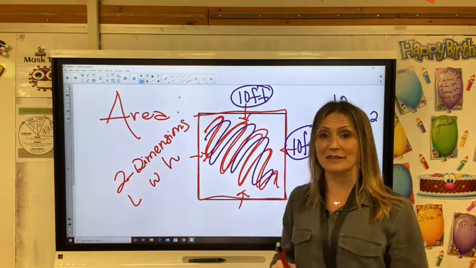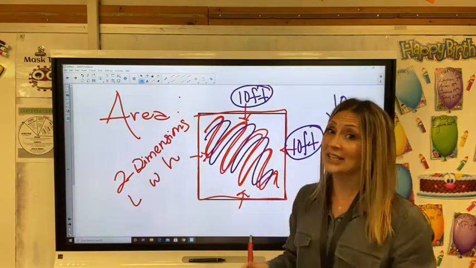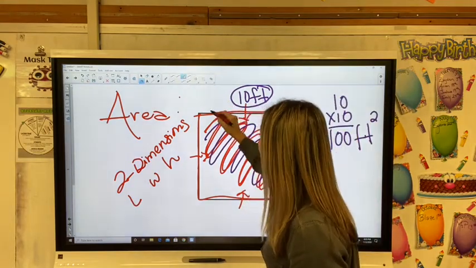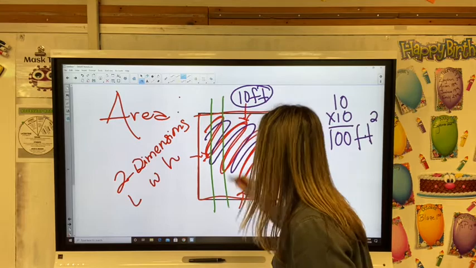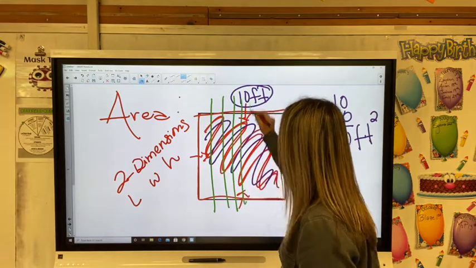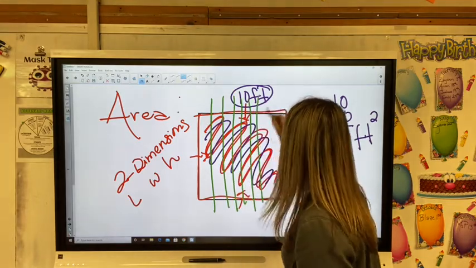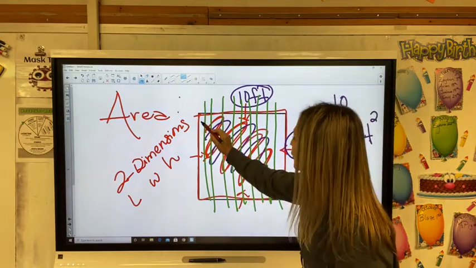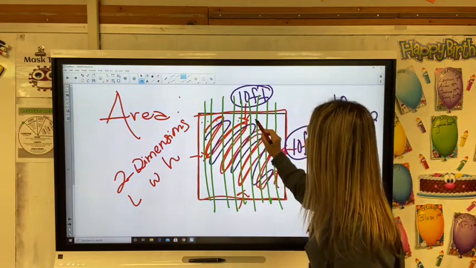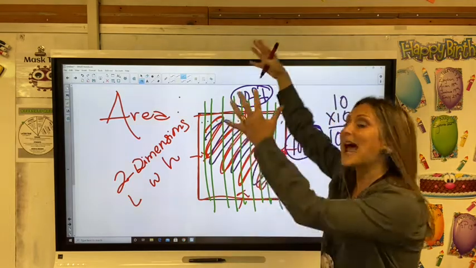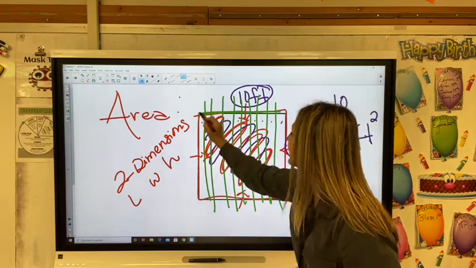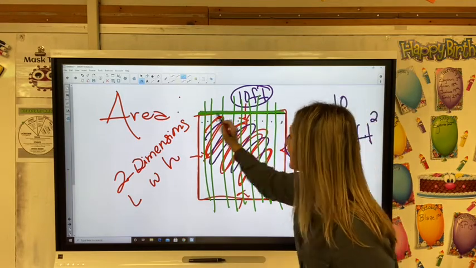And why does it have to be squared? Because, 6th graders, there's actually, and I'll use a different color, 10 feet that run along here. 1, 2, 3, 4, 5, 6, 7, 8, 9, 10. There's actually 10 feet that run up and down. That is what this 10 feet is. There's 10 feet right along here.